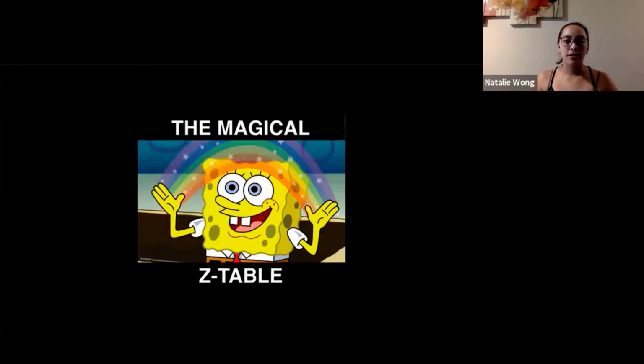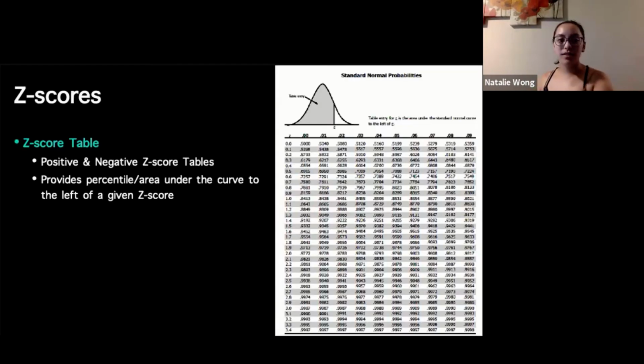Now let's talk about the magical z table. I didn't make this meme, someone else made it, and I loved it, so I included it in the PowerPoint. But the z-score table gives us our probabilities. Yay! So all we need to know is how to read it, right? There's going to be a positive and a negative one. Positive is going to be for positive z-scores, negative for the negative z-scores. Yay, simple. We like it, okay? But again, there's a picture in the table to remind you that you're getting the area to the left of where your z-score is in the table.